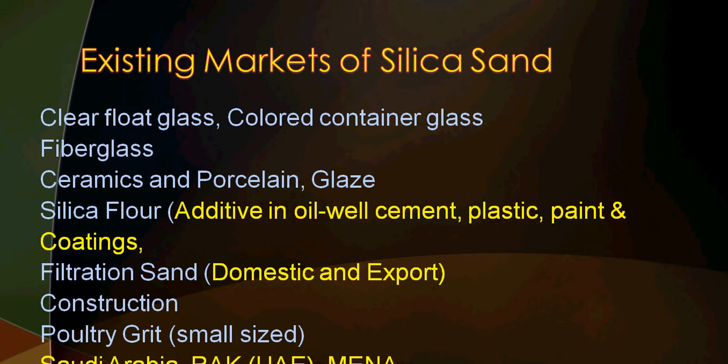It's not only Saudi Arabia, the neighbor country Ras Al Khaimah, UAE, has a big ceramic and glass sector, and they import all their raw material from Saudi Arabia. Silica sand is also marketed in the MENA region and also on a small scale in European countries.